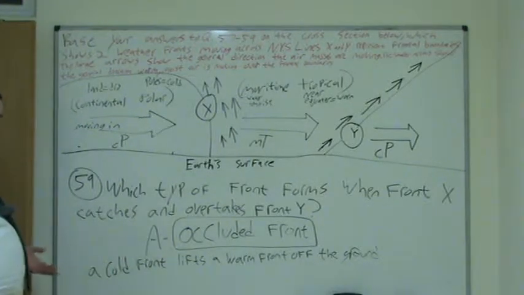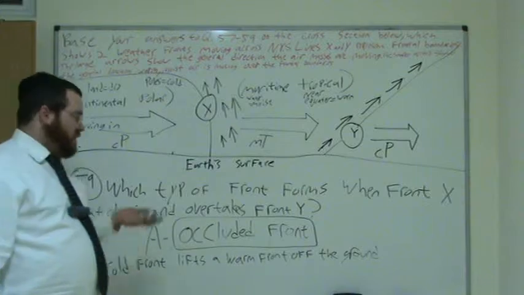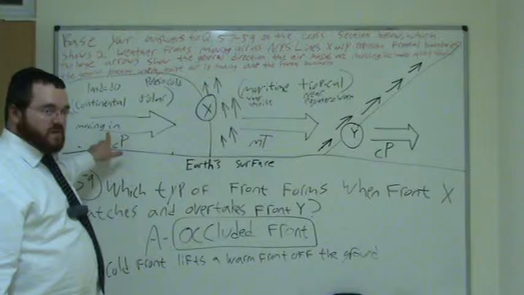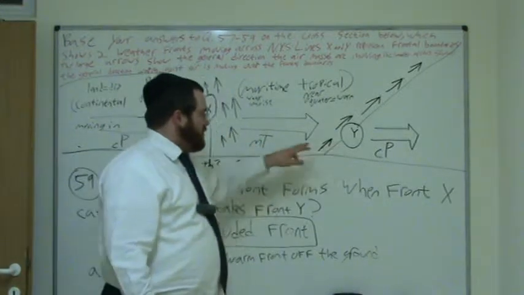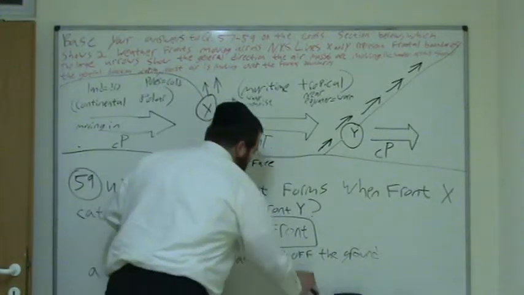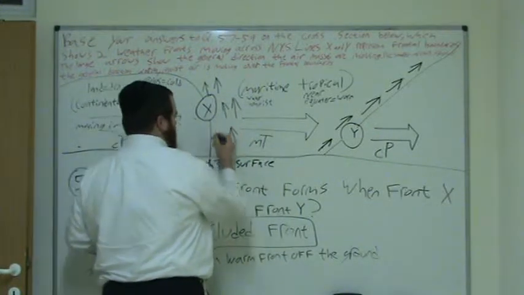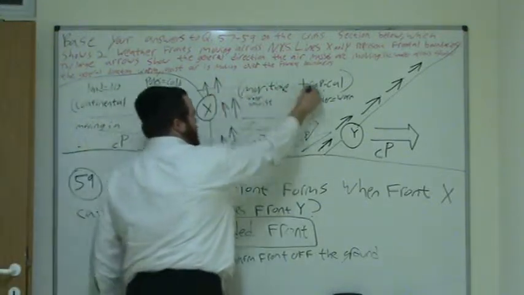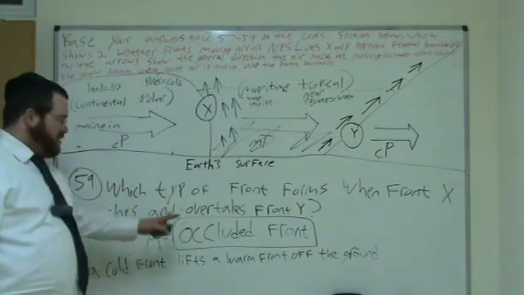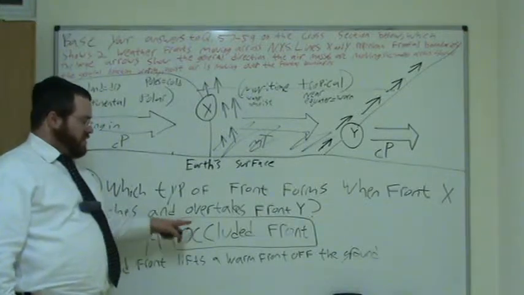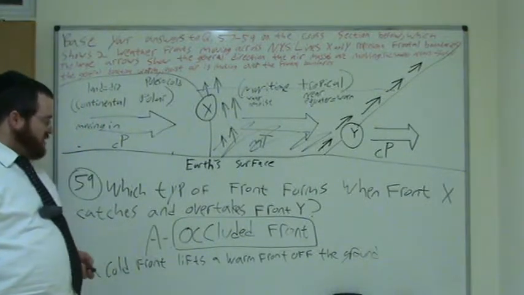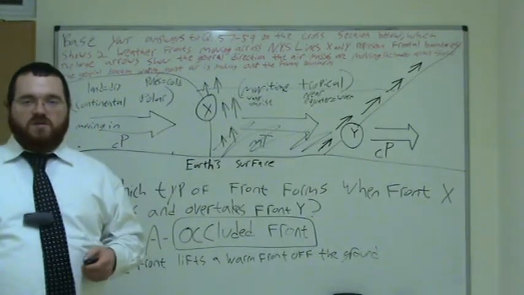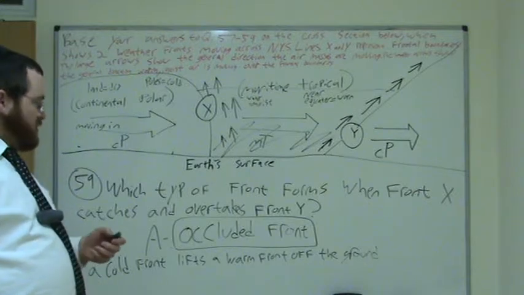An occluded front is when a cold front lifts a warm front off the ground. So that's what this is going to do. When the X cold front catches up to the Y cold front, all the warm air over here is going to be lifted off the ground and overtaken by the X. So that will be an occluded front. So the answer is an occluded front. O-C-C-L-U-D-E-D front. An occluded front is the answer to question 59.